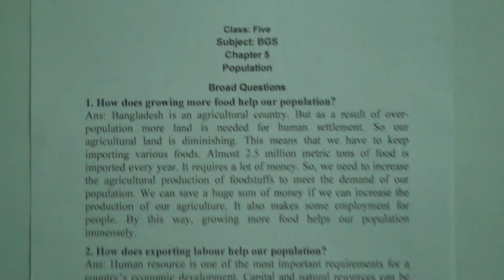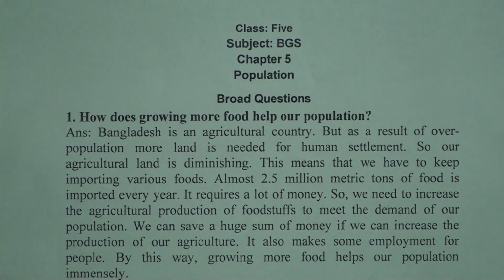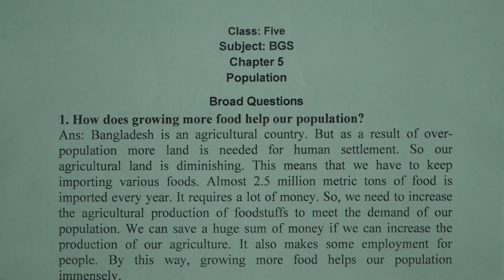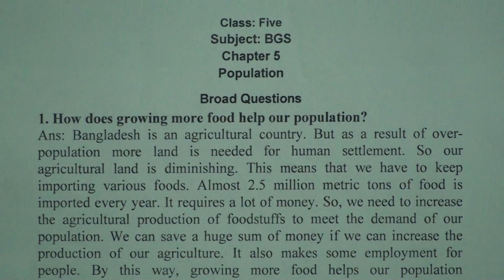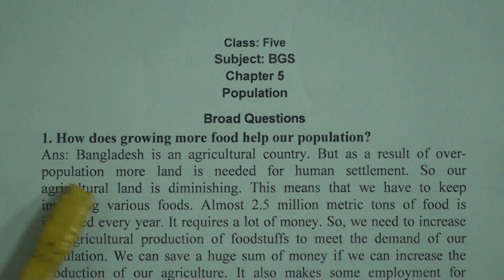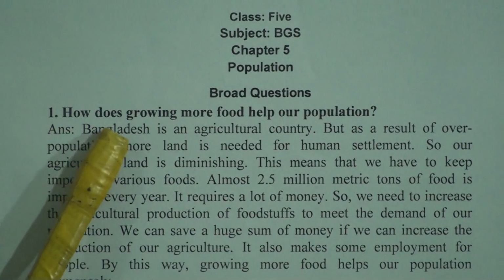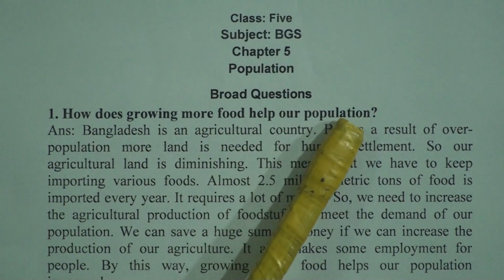So in our previous class, we have done short question answer, and now we will do broad question answer and competency based question answer from this chapter. So let's start with number 1. This is broad question from chapter 5. Number 1. How does growing more food help our population?